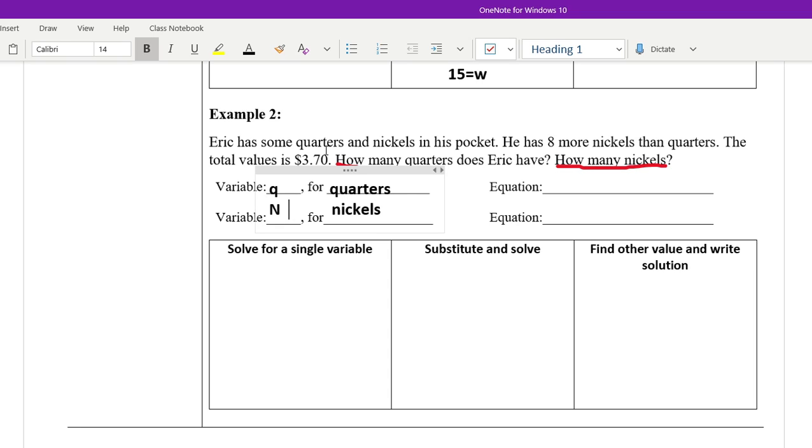Quarters and nickels. Now our equations. It says that he has 8 more nickels than quarters. So our total number of nickels is 8 more than the number of quarters he has. So we want to show that our nickels is equal to our quarters plus 8 more.